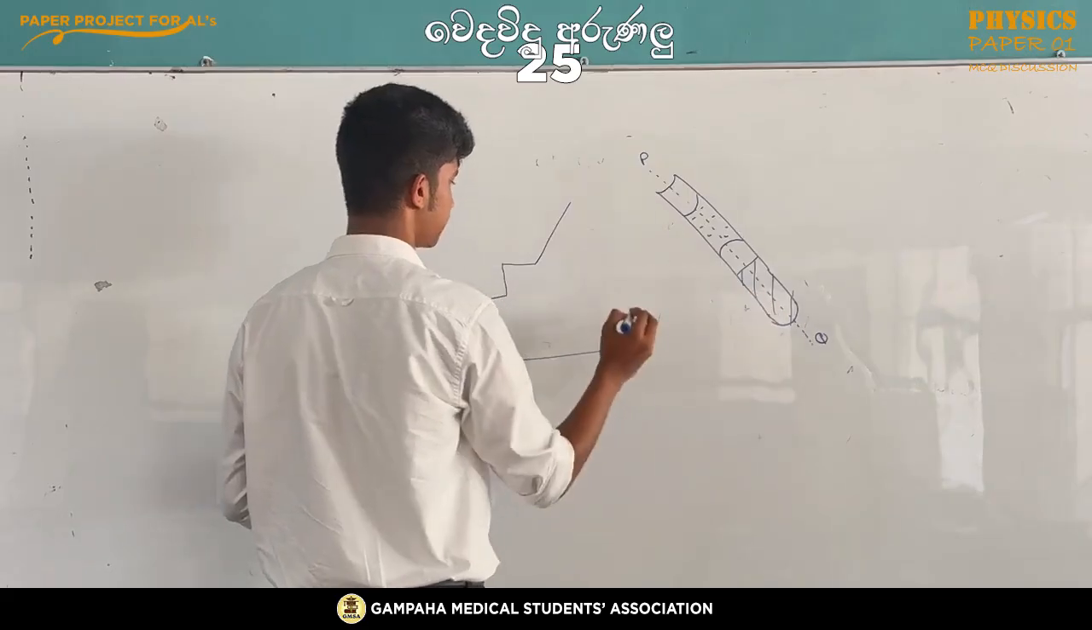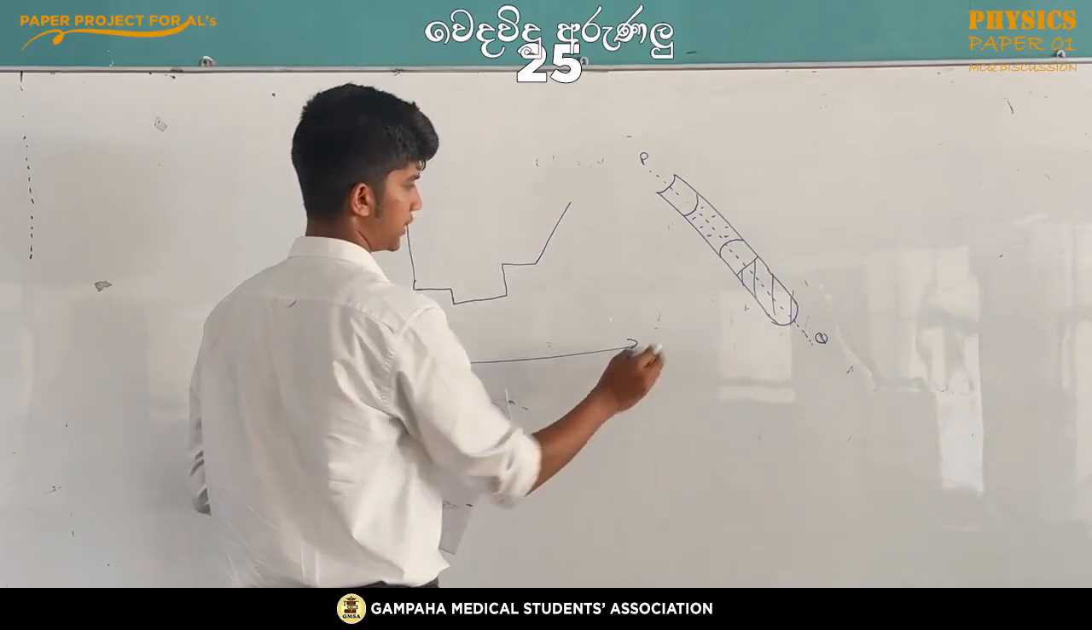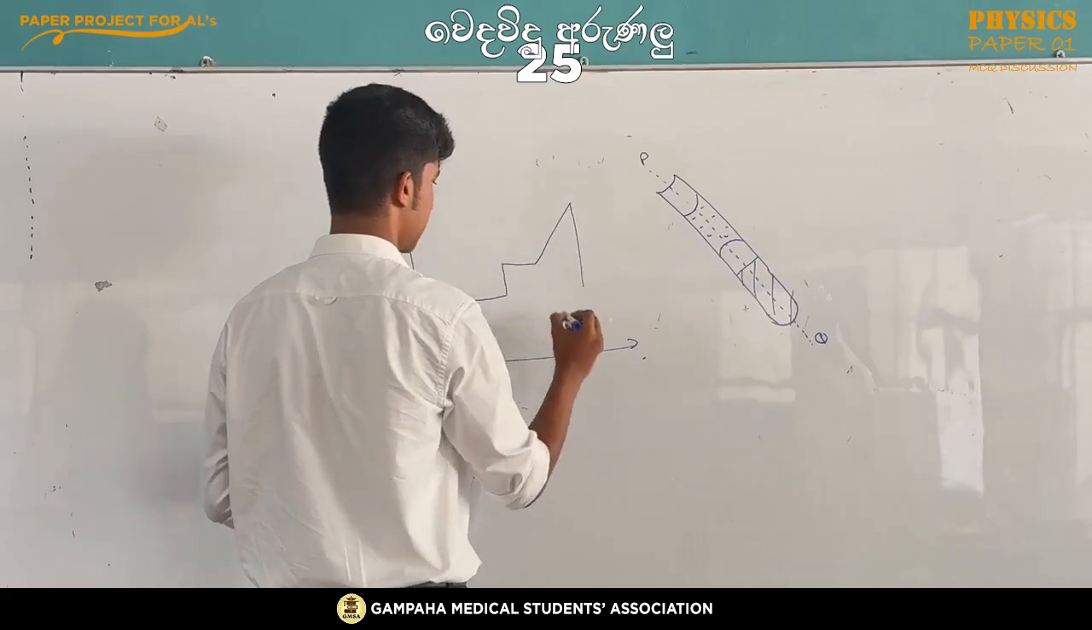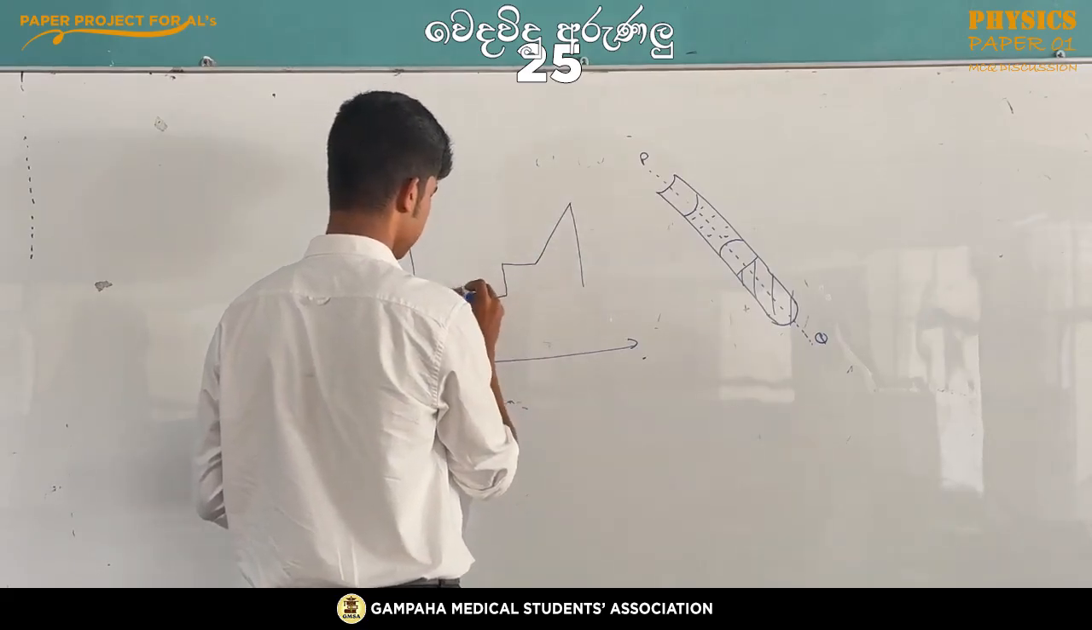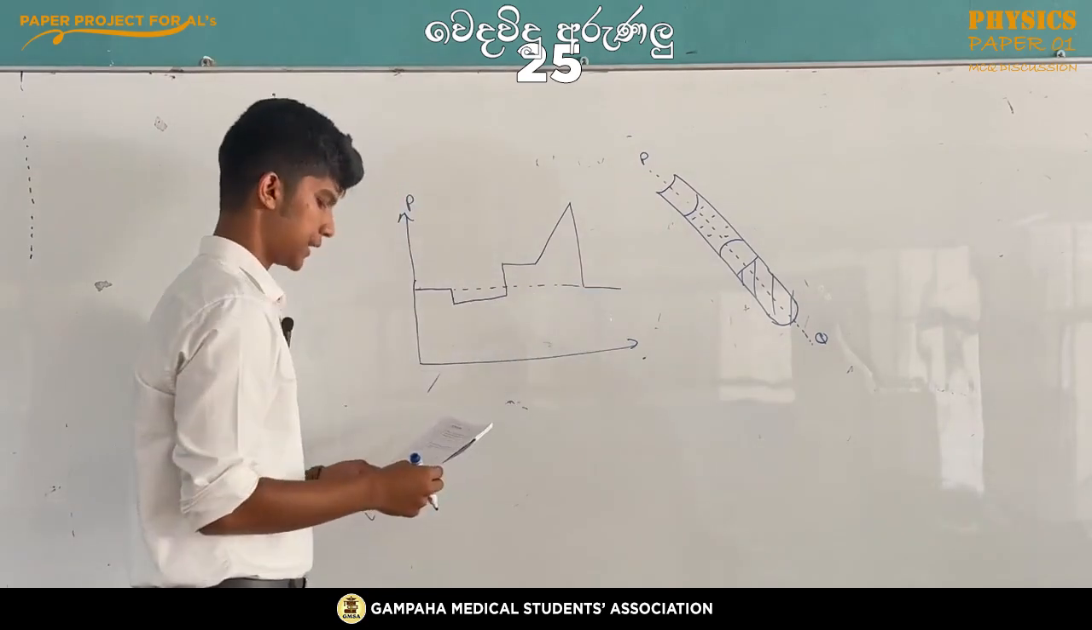Then as you exit the mercury column, you can see that the pressure inside the mercury column is greater than the atmospheric pressure. Then the pressure decreases suddenly, and it will be equal to the atmospheric pressure at P. So the correct answer is the second answer.